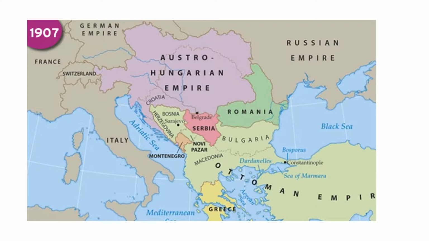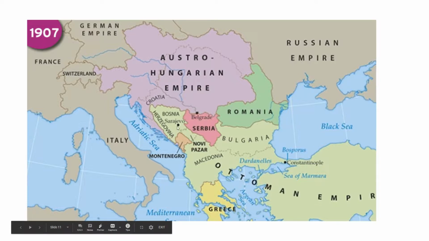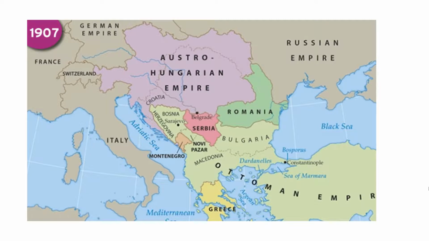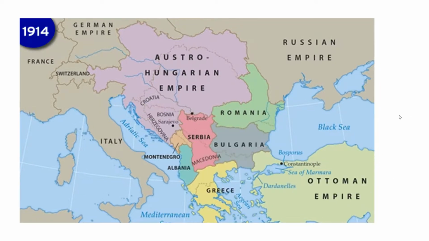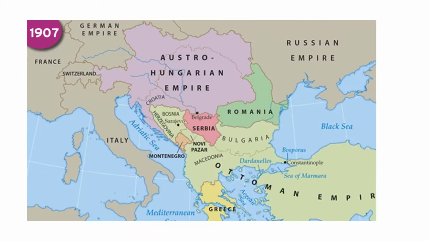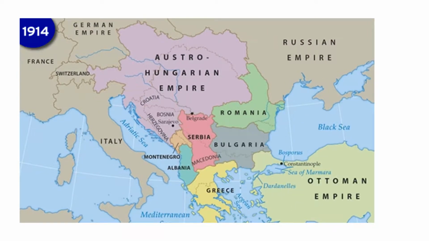So we're going to see here on the map, I'm going to show this first map. This is Europe in 1907. We've got Austria-Hungary up here in the north. We've got this Balkan region down here. This is what the area looked like in 1907. Now let's flip forward. This is it in 1914. So let's flip back and forth here a couple times, and you can see the changes that start to happen.